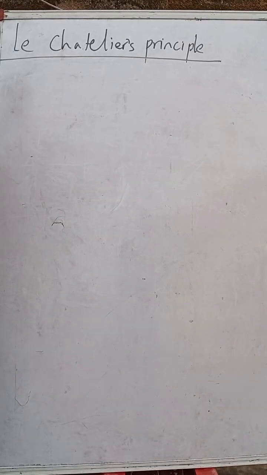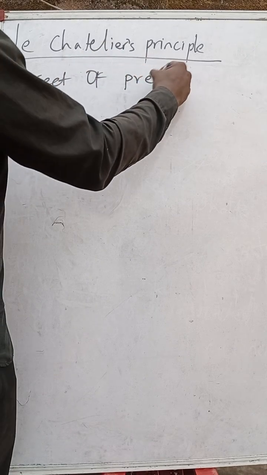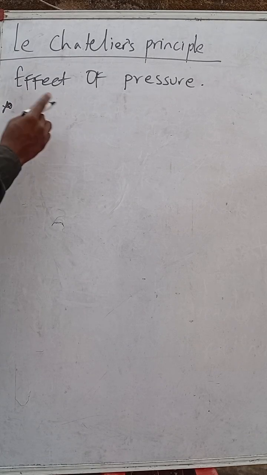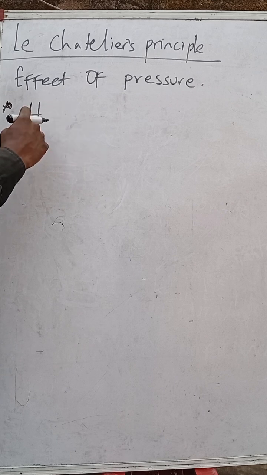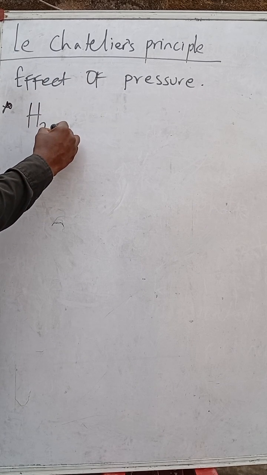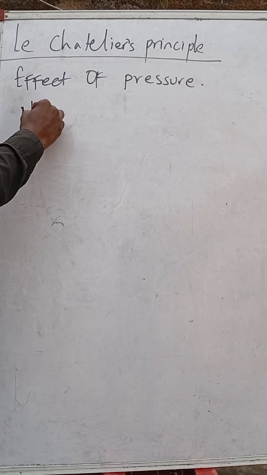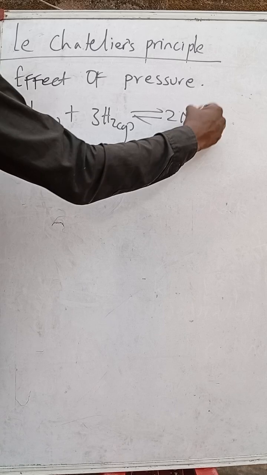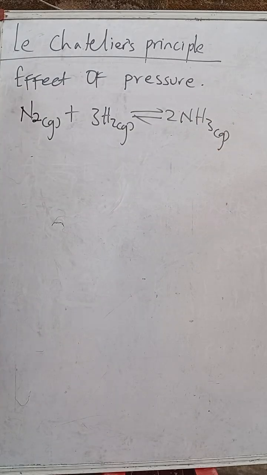Now, watch. Under Le Chatelier's principle, effect of pressure. According to Le Chatelier, pressure only affects gaseous reactants. So if you increase the pressure of a system, it will affect the equilibrium of gaseous reactants. Let me use this popular one, the Haber process: N2 gas plus 3H2 gas gives 2NH3 gas. The reactants and the product are all gaseous, so pressure can affect them.